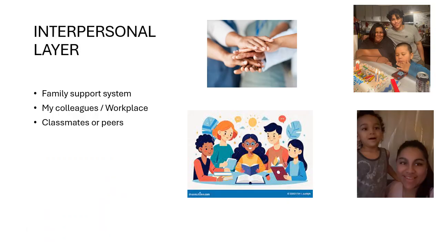The second socio-ecological layer is the interpersonal layer. Family is my number one big support system. They help me while I'm in school whenever I need it. My family is my biggest reflection to keep me pushing in the career I'm pursuing today.